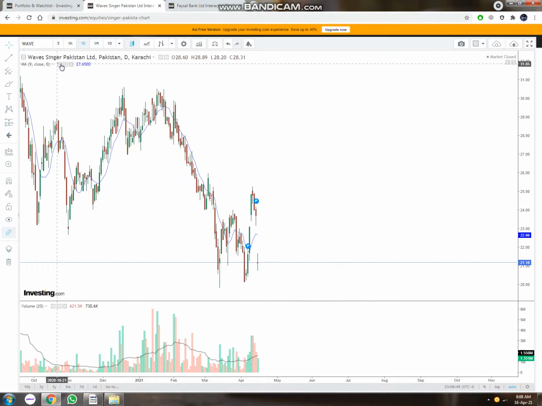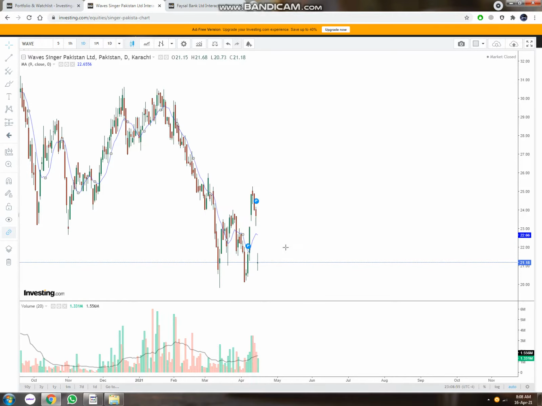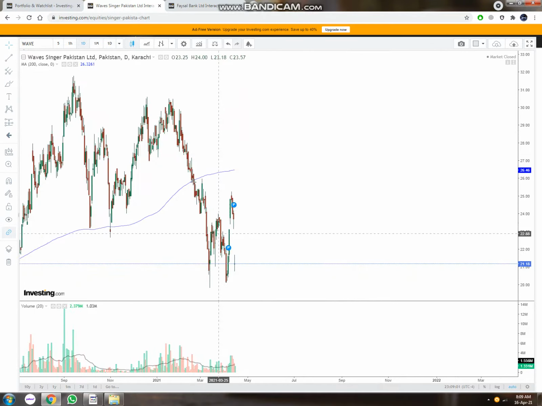On the basis of which I've invested is the moving average. Now I'll shift it to the 200-day moving average. Now on this basis I've invested in the stock market. As you can see, when the stock is trading downwards below the moving average, buy at this level, and sell when the moving average is down and the stock is trading upward.